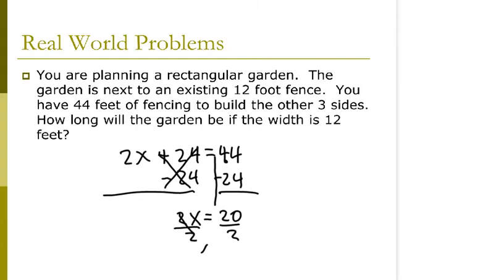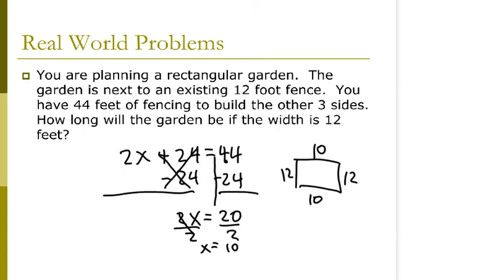So in other words, if we were to redraw our rectangle, this side is 12, this side is 12, this side is 10, and that side is 10. And we know that 10 plus 10 is 20, and 12 plus 12 is 24. So 20 plus 24 is 44. So we know that everything works out according to the information in the problem.